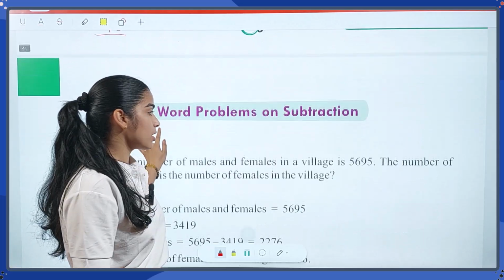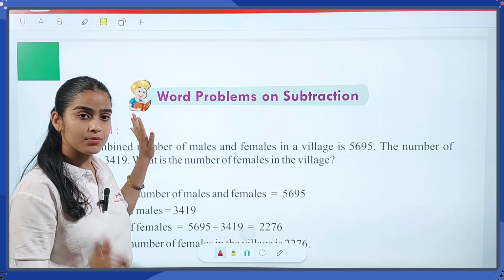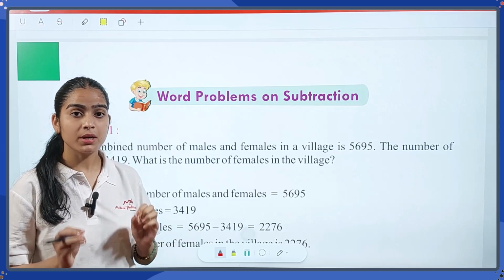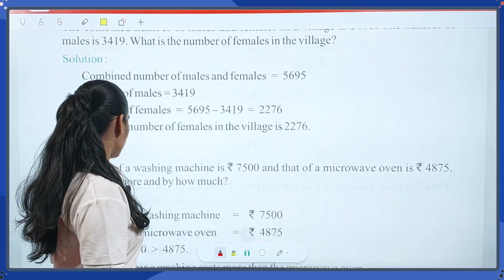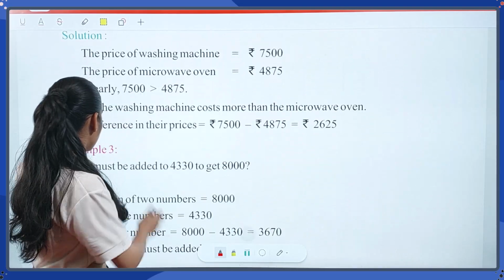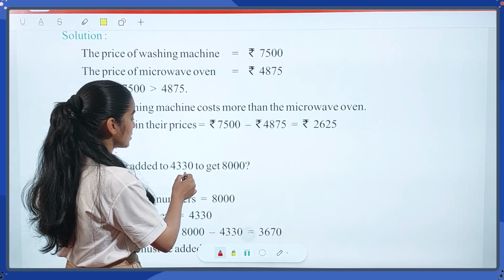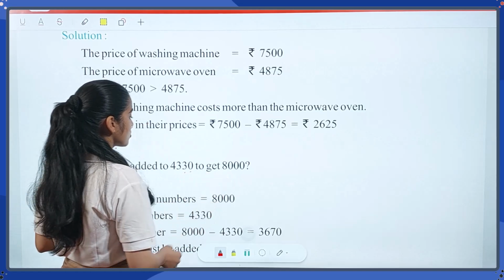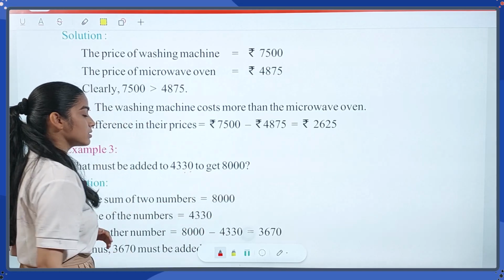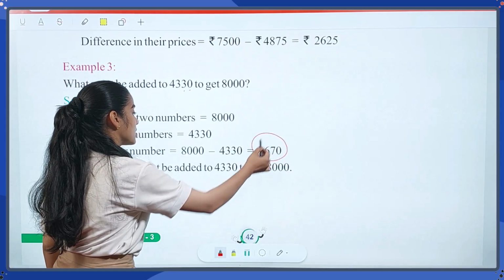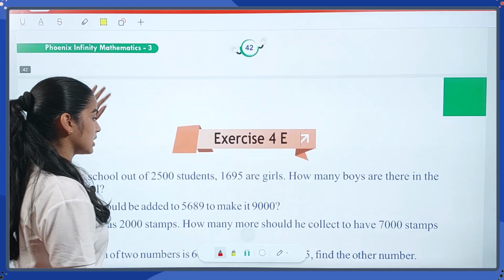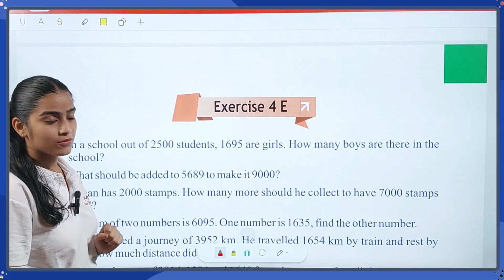Now we have word problems on subtraction. Again, the same process we have to repeat, but now we have situation based questions. So first, what must be added to 4330 to get this? So simply you have to subtract 4330 from 8000. You will get your answer, which is 3670. Now move forward to the exercise 4E.